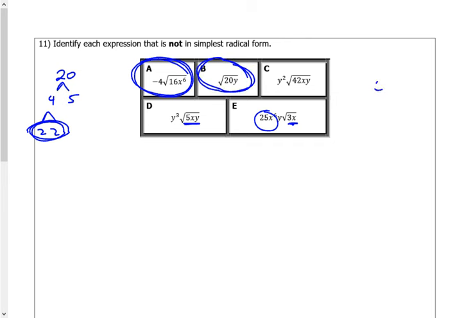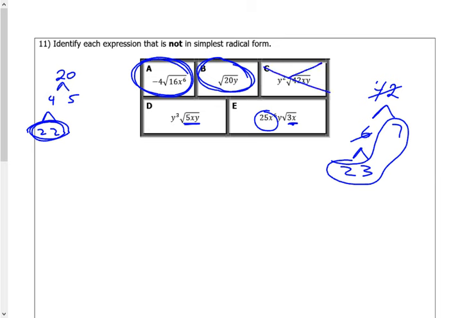42 does break down: 6 and 7, 2 and 3. The problem is none of these numbers actually come out. You don't have any pairs you can pull out. So this is in simplest form, and your answers here are A and B.